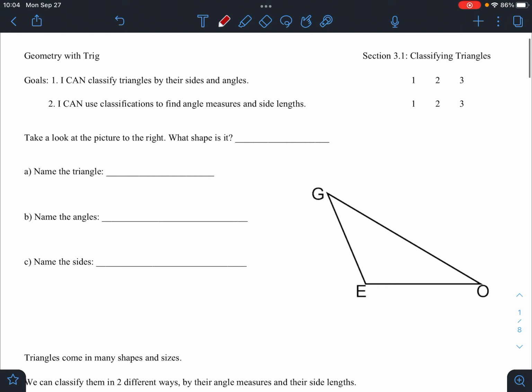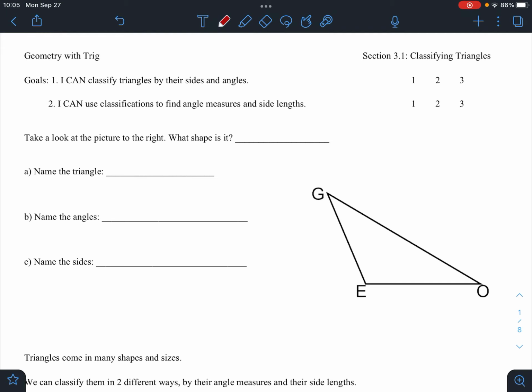Today we're going to look at classifying triangles, both by angles and their sides. You can see we have two goals to get through today: to be able to classify triangles by their sides and angles, and also to use those classifications to find missing angle measures or missing side lengths. All right, so this is going to begin our first chapter of looking at triangles.